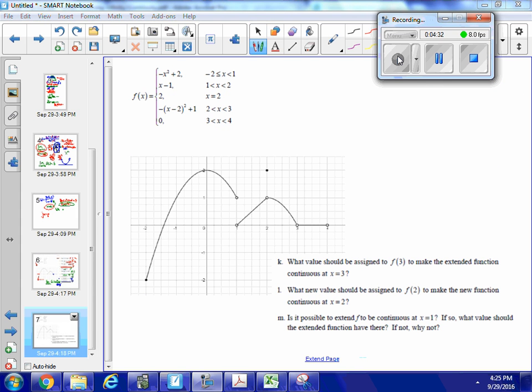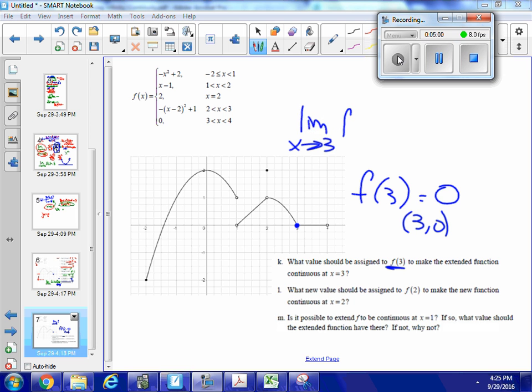Well, what if I decided I wanted it to be continuous? I would really like it to be continuous at f of 3. So to make it continuous, I would have to say that f of 3 equals 0, because that would then fill in that point. I would have the point 3, 0. And now that graph would be continuous right there, because the limit as x approaches 3 of the function would be equal to the function at that point. This limit is equal to 0, and this value is equal to 0, so that would make it continuous.